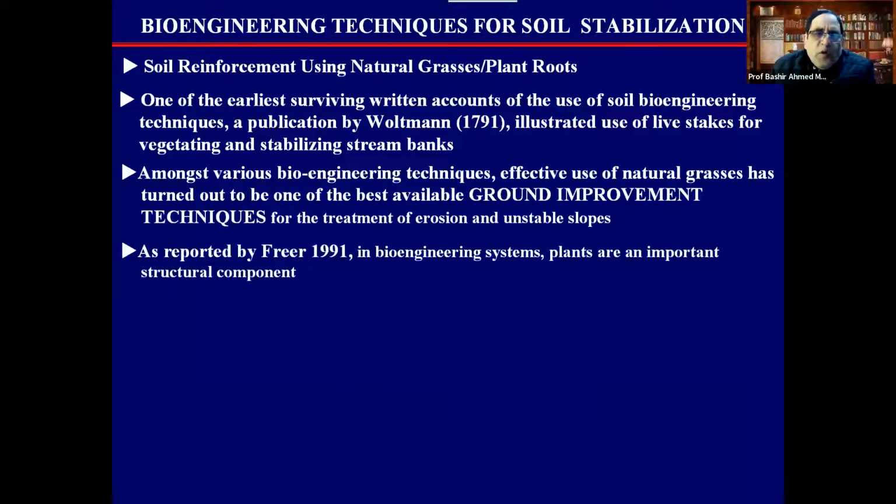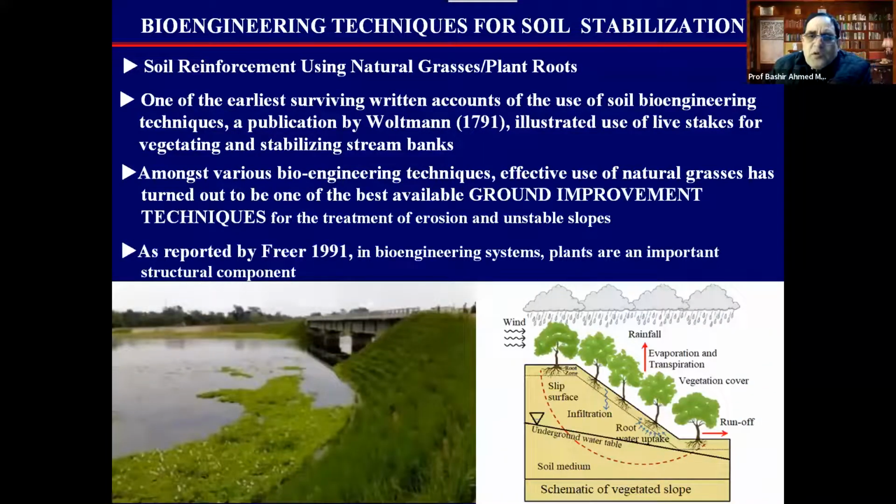So among various bioengineering techniques, the effective use of natural grasses has turned out to be the best available ground improvement technique for the treatment of erosion and unstable slopes. We can see here a slip failure and infiltration. There can be a problem because of rainfall. To avoid the erosion and slope failure, we can go for plantation, which can hold the soils together and give an environmentally good, aesthetic look also.